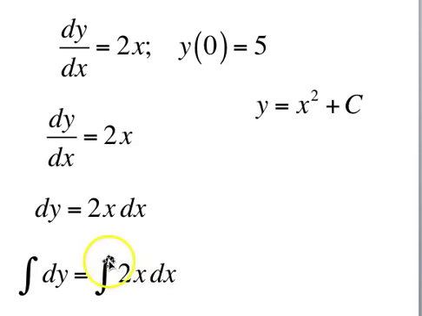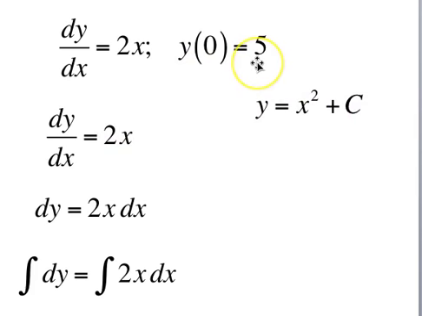If you'd like, you could also pull the 2 out in front. The integral of x is x squared over 2 using the power rule. 2 times x squared over 2 gives us our x squared for our antiderivative. So we have done the first part of the differential equation. Now we need to solve for the constant.